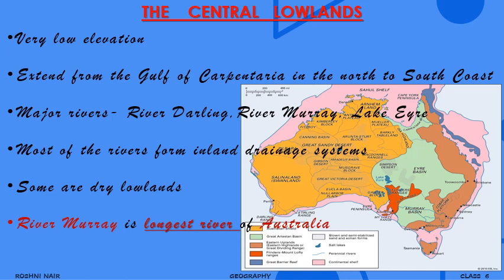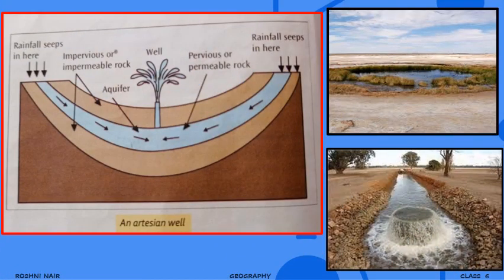artesian basin, aquifer, all these are important terms related to the artesian well. So let me explain artesian well in detail. This is a picture of artesian well. As you can see, on the right hand side, I have taken a few original pictures from Australia's website, which show an artesian well. And on the left hand side, this picture is from our textbook, which shows the formation of an artesian well.